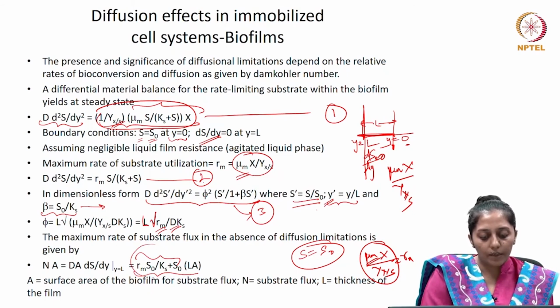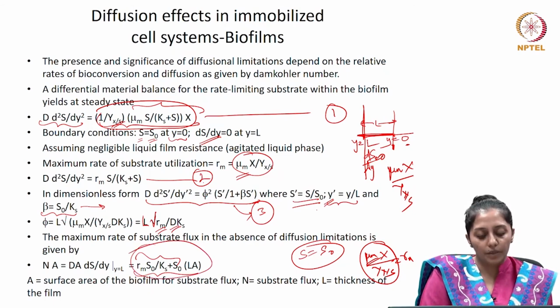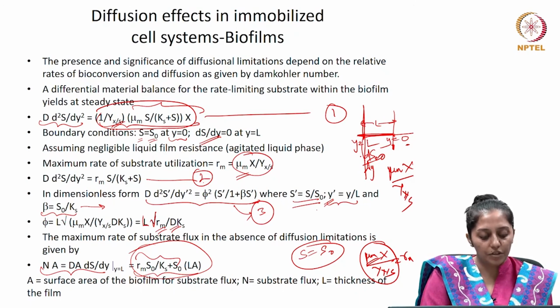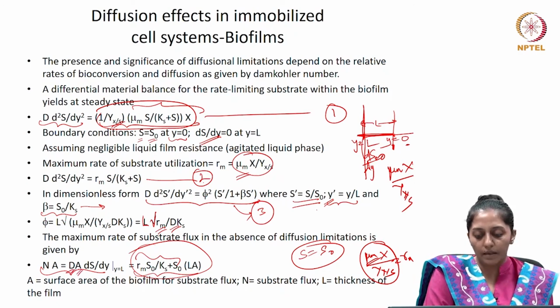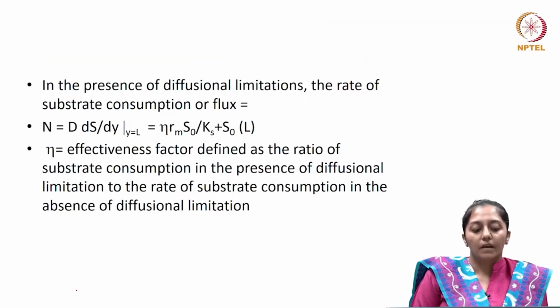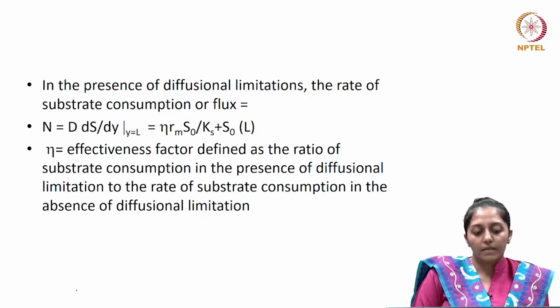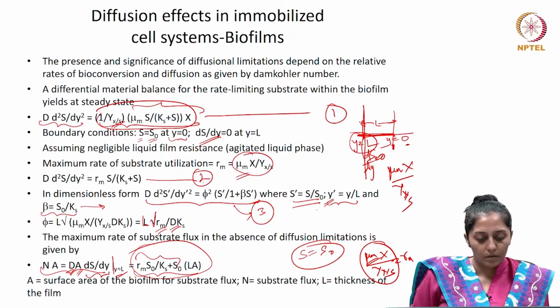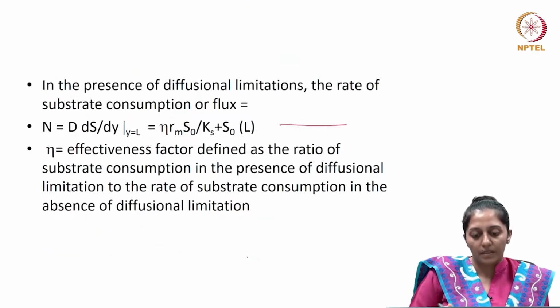And this rate of reaction or substrate utilization at steady state is equal to the rate of substrate transfer at the surface where the enzyme is attached. So, how do we determine that? Using Fick's law. D is the diffusivity, A is the surface area, and ds by dy at y equal to L, as shown here. So, in the presence of diffusional limitation, the rate of substrate consumption or flux can be given by this equation as shown here. So, this was equation 4, let us call it equation 5.